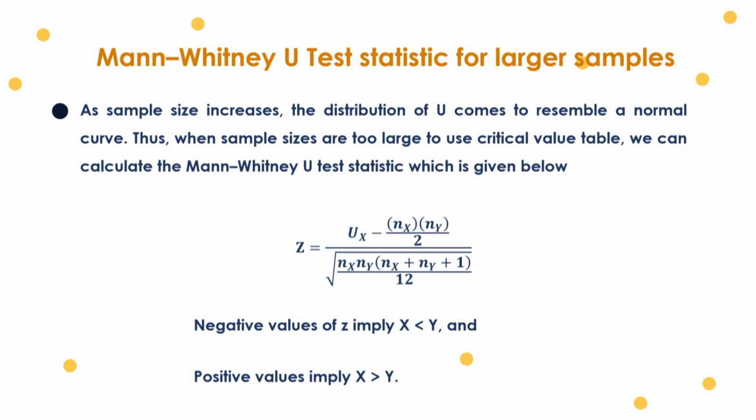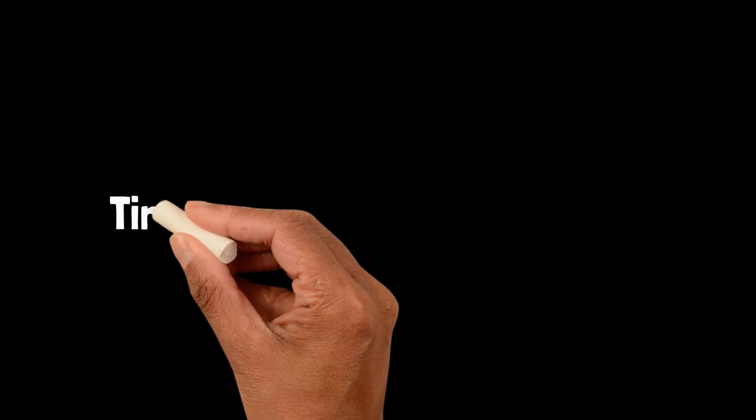So, this is the formula: Z equals Ux minus Nx Ny divided by 2, over the square root of Nx Ny (Nx plus Ny plus 1) divided by 12. The criteria: negative values of Z imply x is less than y, and positive is vice versa, x is greater than y.